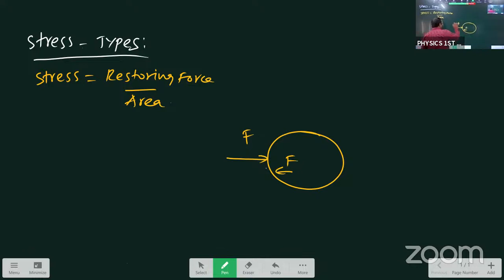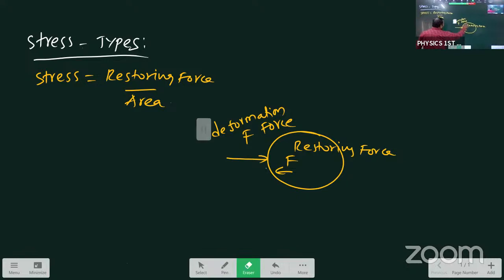A deformation force is nothing but a force which changes the shape of the body. The reaction force F is nothing but a restoring force. So, when deformation force is applied, shape changes. Again, we are removing the deformation force. Automatically, restoring force acts. Effect of restoring force: again, the body gains its original shape. Depending on this concept, we are writing what is the meaning of stress.